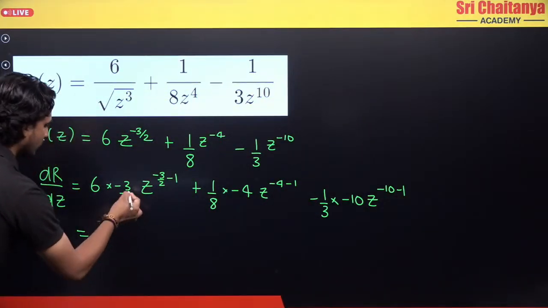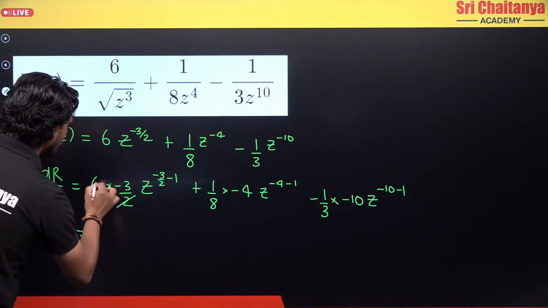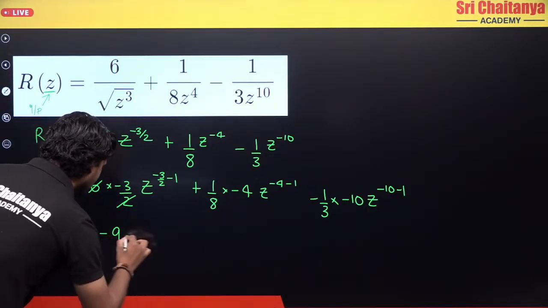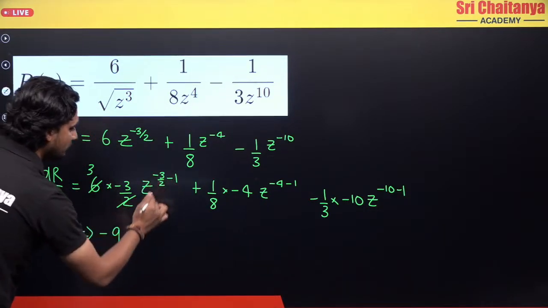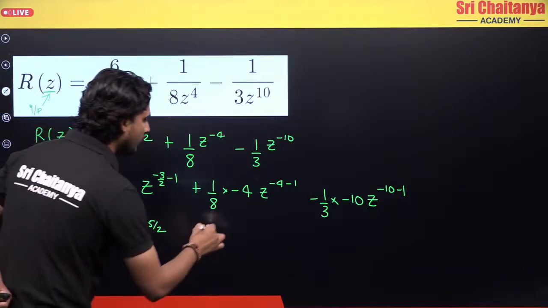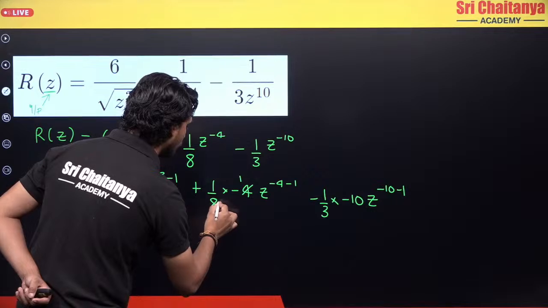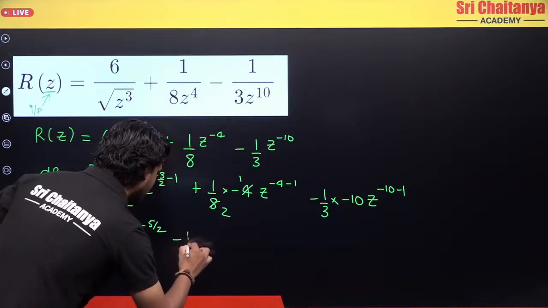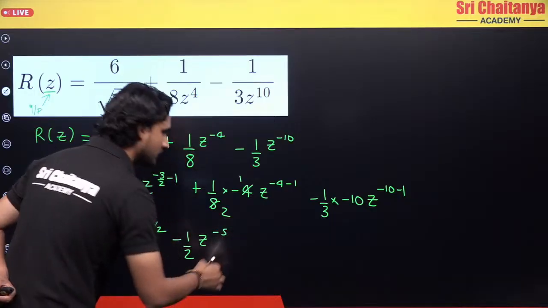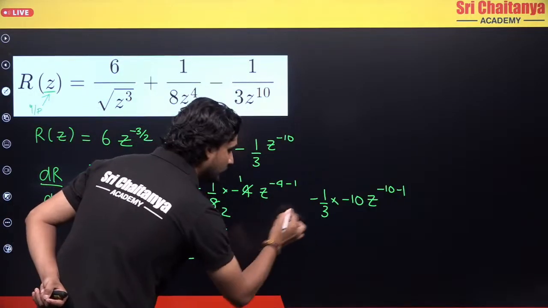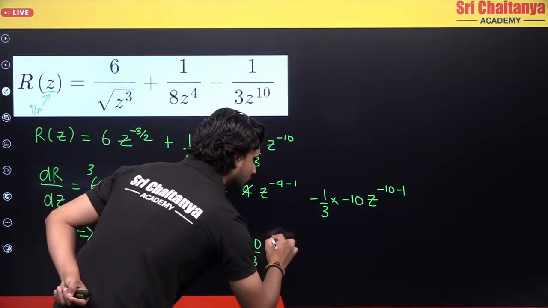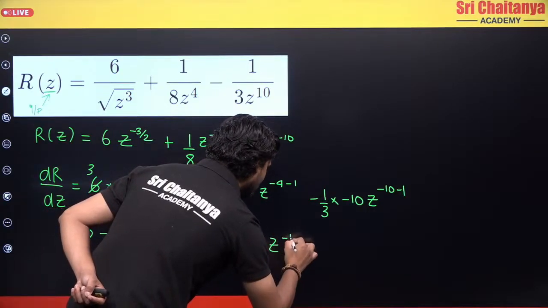So this will become minus 9, z power, now what is this? This will become minus 5 by 2. And what is this? 4 1s are 4, 4 2s are 8. So this will become minus 1 by 2, z power minus 5, and this will become minus minus plus, so this will become plus 10 by 3, z power minus 11.